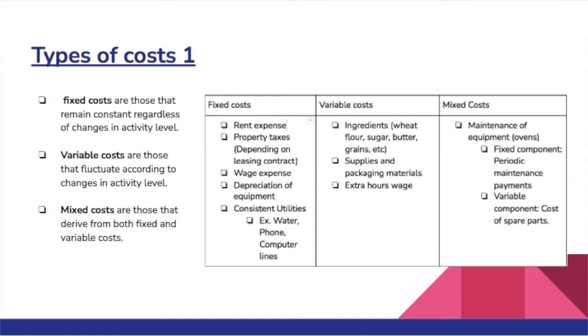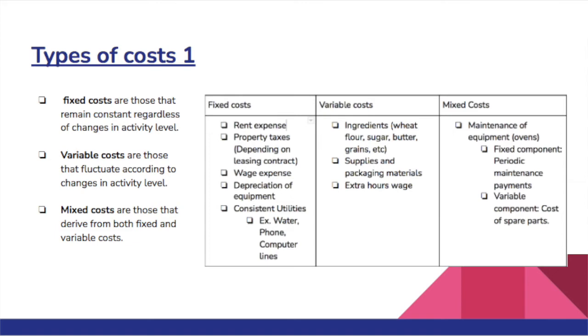We have also the variable costs, which are those that vary in accordance to changes in activity level. Some examples are the ingredients used in production, as the amount bought will eventually change depending on whether the demand for bread is high or low, and similarly with supplies and packaging materials. Other variable costs can be the extra wage hours for employees that work beyond their regular schedule.